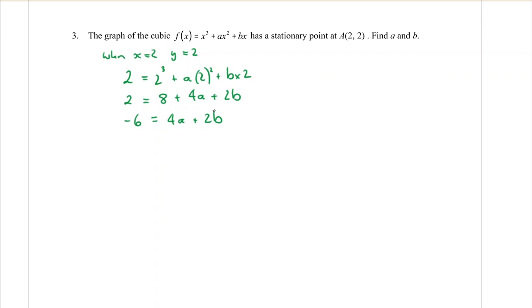Can you see there that all of those terms are divisible by 2? So let's simplify. So that's going to be minus 3 equals 2a plus b. And so then it's very easy to leave the b and subtract the 2a across the other side. So I have b equals minus 2a minus 3.